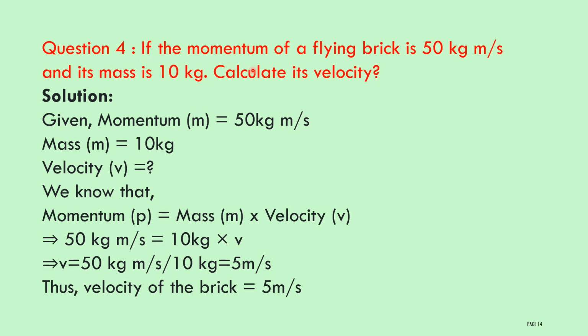Next one, if the momentum of a flying brick is 50 kg meter per second and its mass is 10 kg, calculate its velocity. Here they are given momentum 50 kg meter per second, then mass is 10 kg, you have to calculate the velocity. You know the formula, momentum P is equal to mass into velocity. Velocity is nothing but 50 divided by 10, 10 fives are 50. You will get 5 meter per second. Therefore, the velocity of the brick is 5 meter per second.